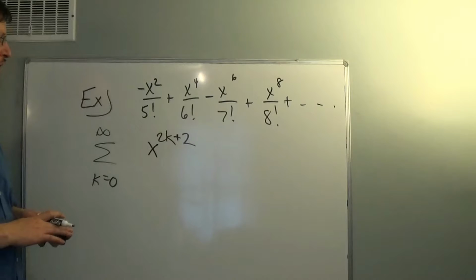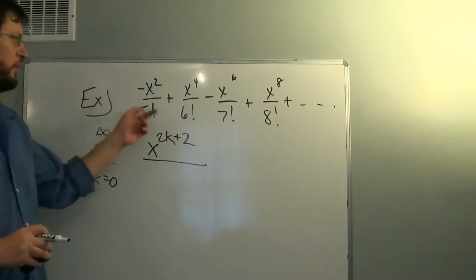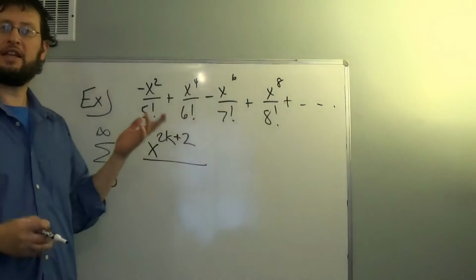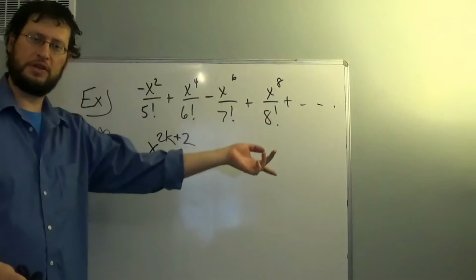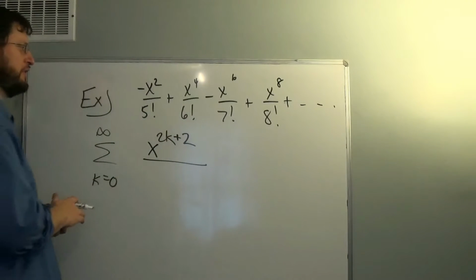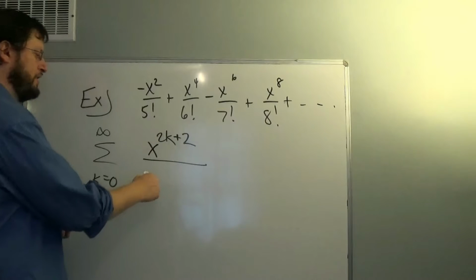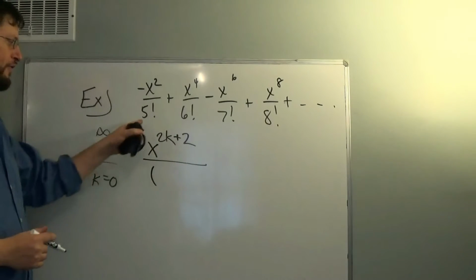The denominators are factorial. They go up by 1. I'd like to say k factorial, right? So that would be 1 factorial, then 2 factorial, and 3 factorial, and so on. But that doesn't quite work. We need to make sure that it starts at the right place. So I can't just say k factorial. How do I make it so that when I plug 0 in I get 5?